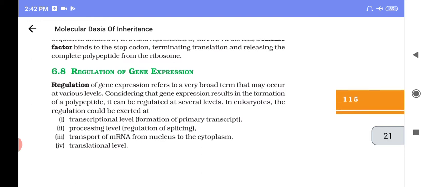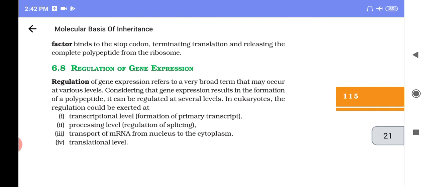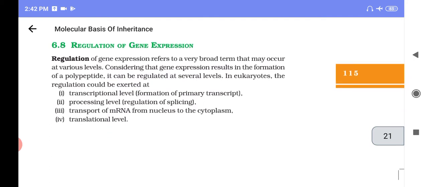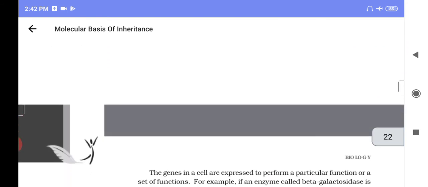Regulation of gene expression is a very broad term that may occur at various levels. Considering that gene expression results in the formation of a polypeptide, it can be regulated at several levels. In eukaryotes, the regulation could be exerted at the transcriptional level, formation of the primary transcript, the processing level, regulation of splicing, transport of mRNA from the nucleus to the cytoplasm, and the translational level.